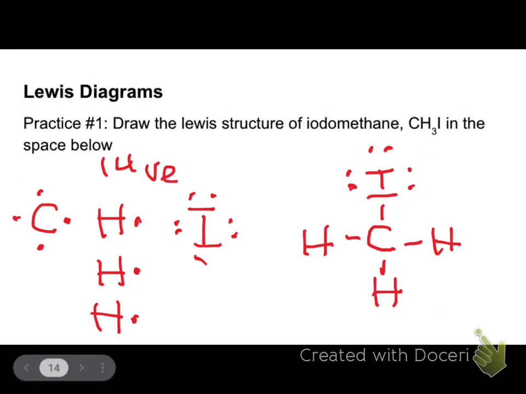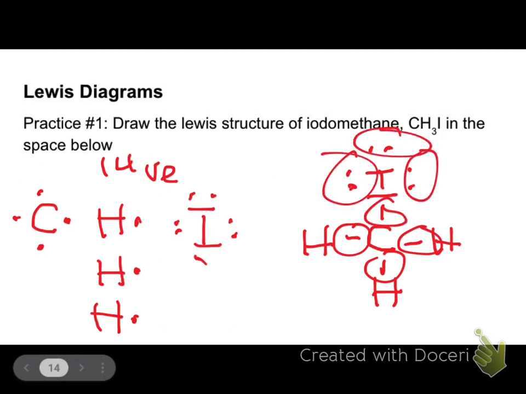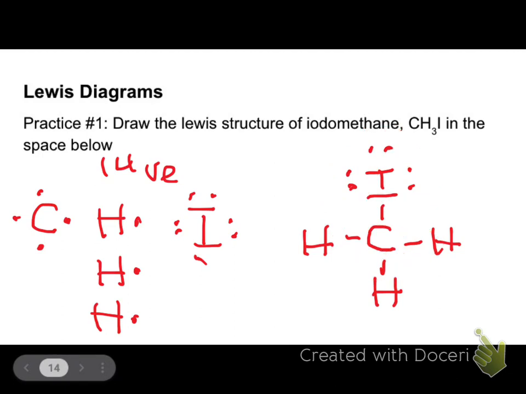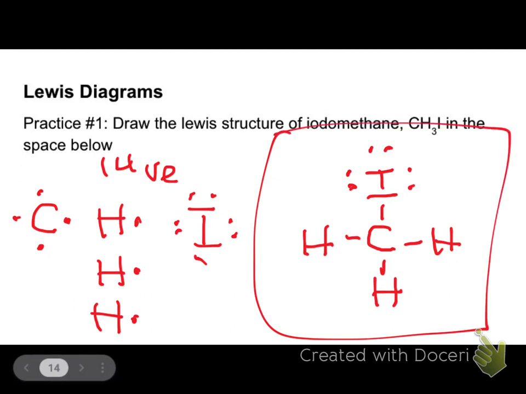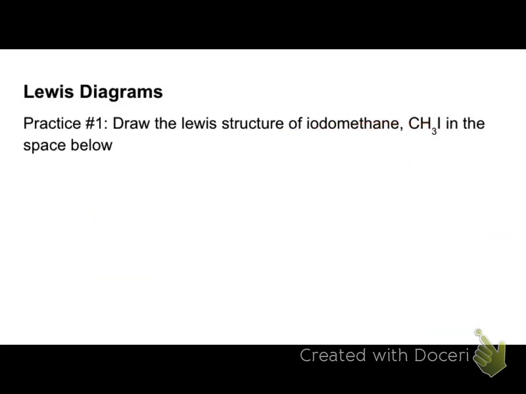Now, last step, we need to double check that we have the correct number of valence electrons. So we're just going to count all of the lone pairs and all of the bonds. So we have 1, 2, 3, 4, 5, 6, 7, 8, 9, 10, 11, 12, 13, 14. Is that how many we said we should have? Then this diagram is done. This is accurate. It has the 14 valence electrons that we said it should have. All right. Let's try one more.